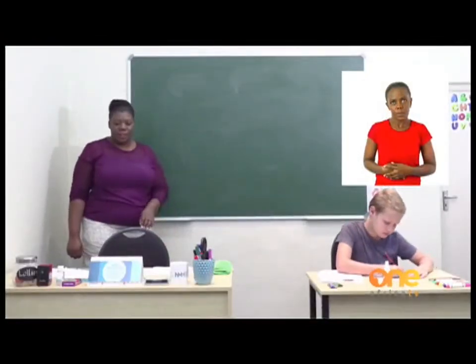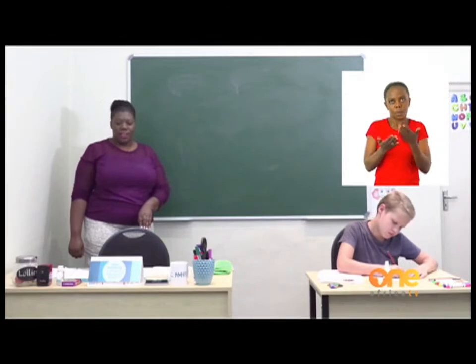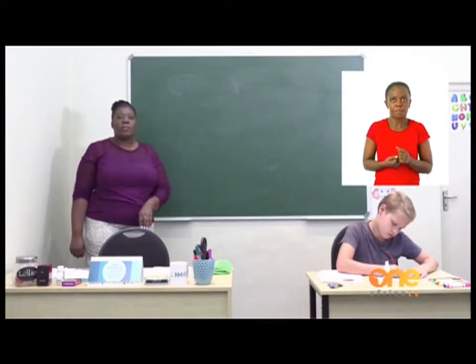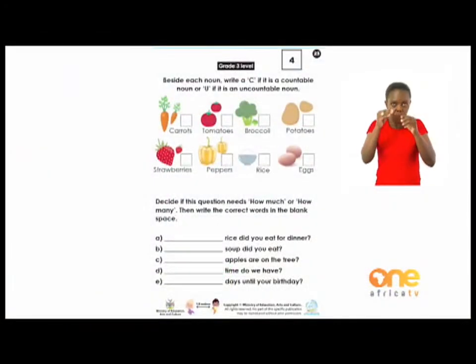This activity is coming from page 23. We are going to learn about new nouns, countable nouns and uncountable nouns. You are supposed to write a C on countable nouns and a U on uncountable nouns. Beside each noun, we are going to write a C if it is a countable noun.